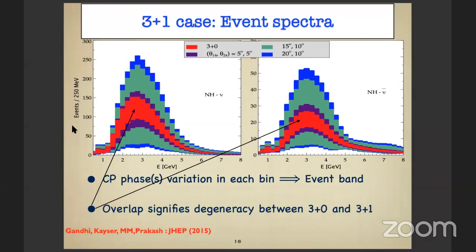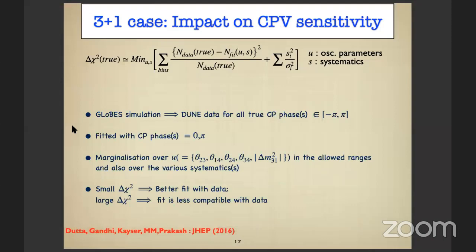This kind of degeneracy in the sterile neutrino case has profound implications in the much involved statistical analysis. So I'll briefly explain one such statistical analysis in the exploration of CP violation. Before delving into the statistical analysis, let me briefly say something about the delta chi-square sensitivity. It may be new to many of you.